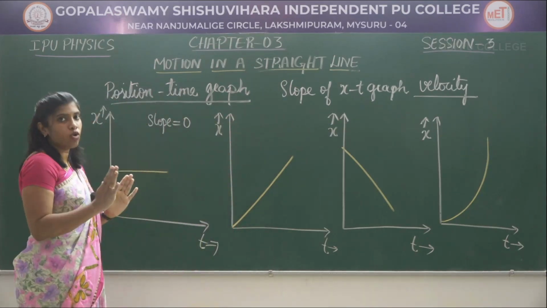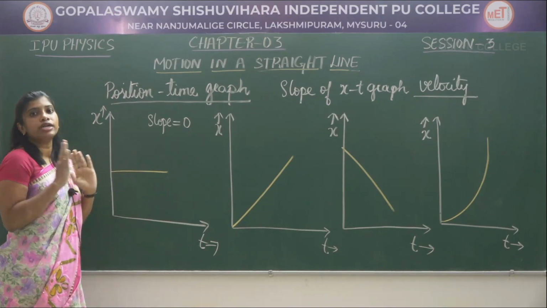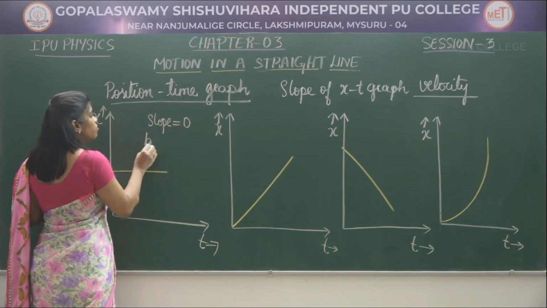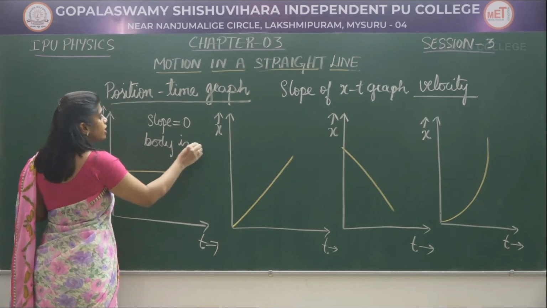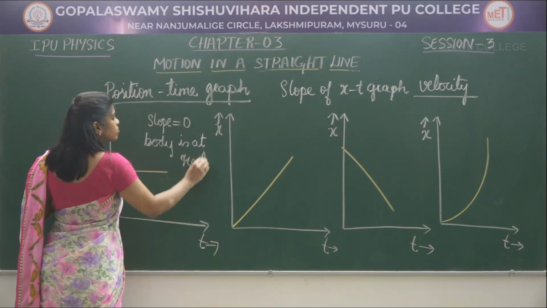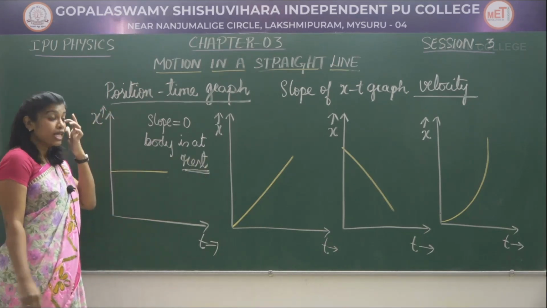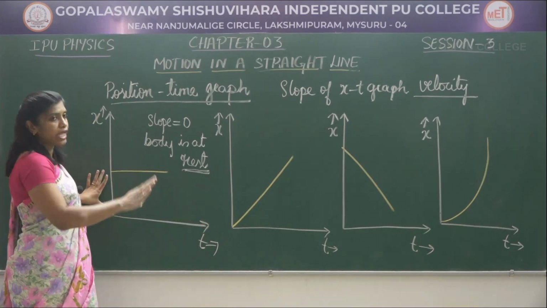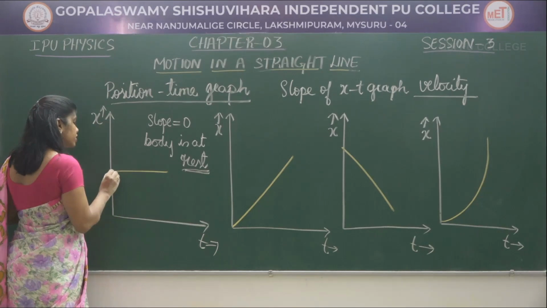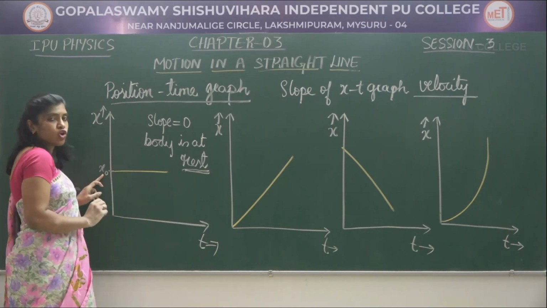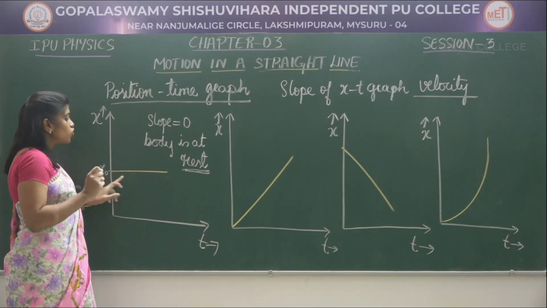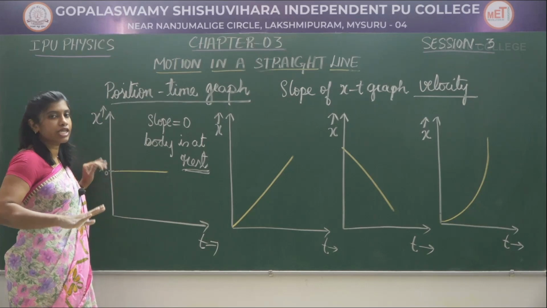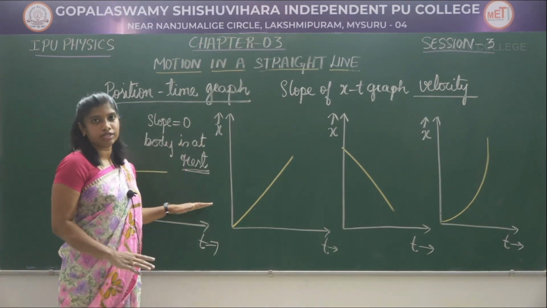If velocity is 0, I can say there is no displacement, or we can say the body is at rest. That means even after the time advances, the position of the body is the same. You can see the position somewhere, let me take this as x0. The body is somewhere at x0 throughout. Even if the time is changing, this position is not changing. That means the body is at rest.